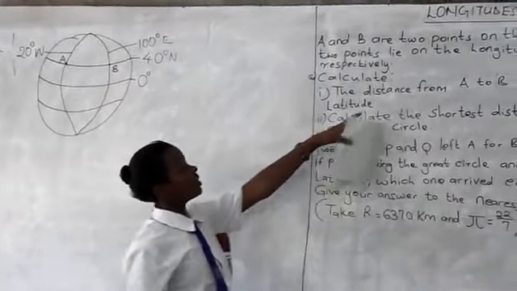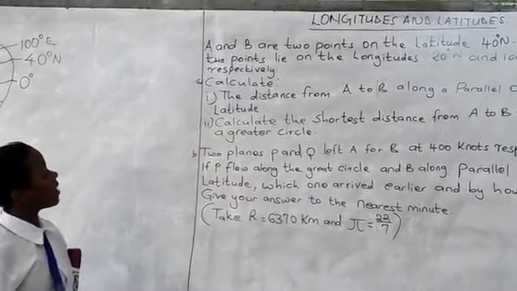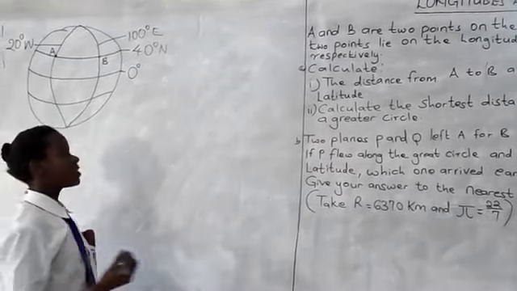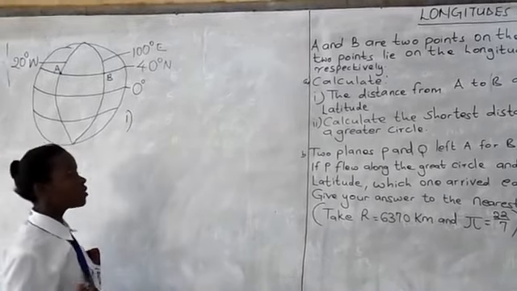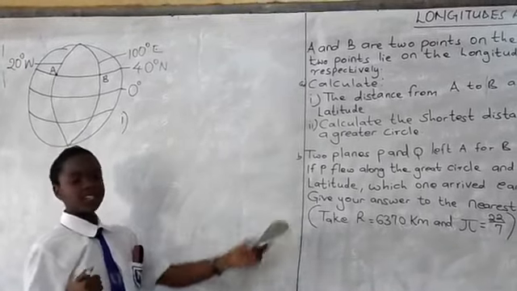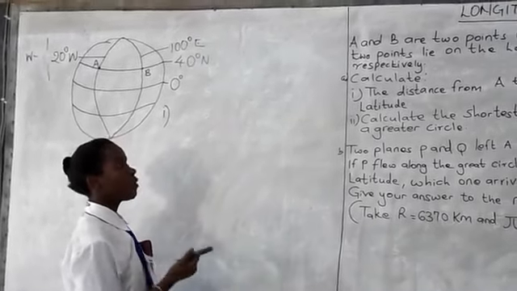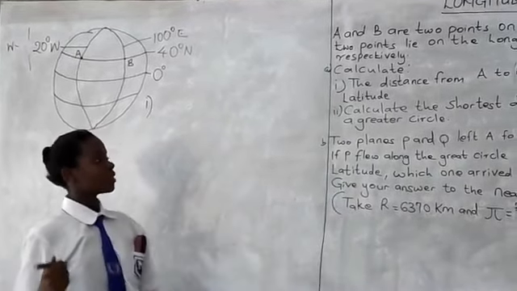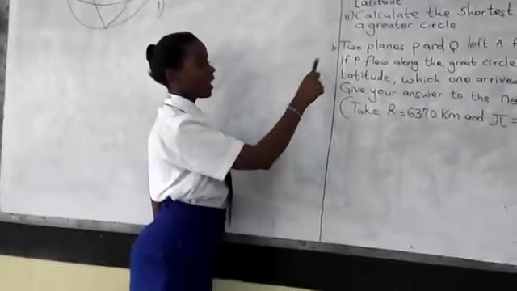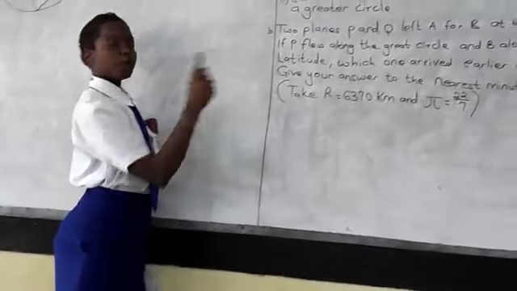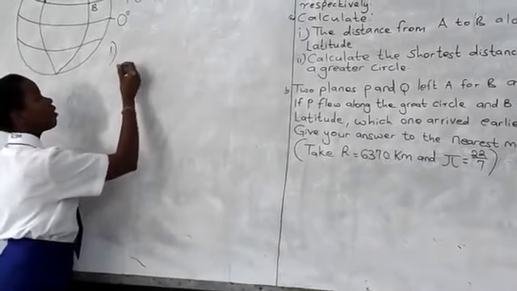Question 1, we've been told to find the distance from A to B along a parallel of latitude. First, we have 2 formulas for getting the distance. We can use either kilometers or nautical miles. As for me, I'm going to use the one for nautical miles because as you go through the questions, you'll find the last question will be asking about nautical miles.